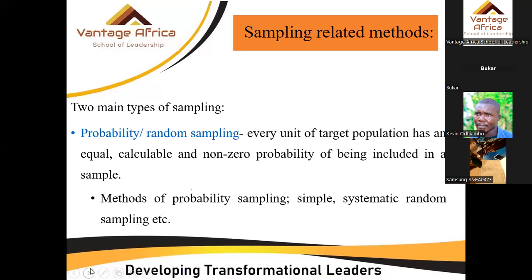Now, we also have non-probability sampling. Remember, the first one was probability sampling or random sampling. Then we also have non-probability sampling. These methods do not employ the rules of probability. They do not ensure representativeness, and they are mostly used in exploratory research and qualitative analysis. We're going to see the differences.